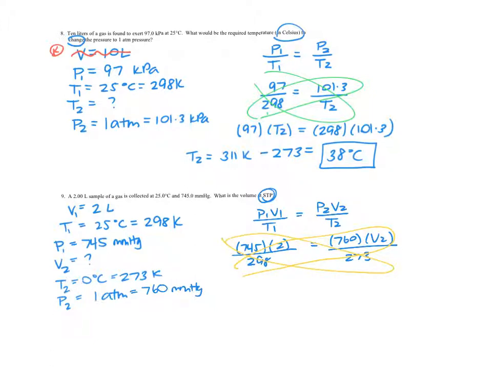So when I get these numbers, I'm actually going to write them out for you. They're kind of big. So when I do 745 times 2 times 273, I get this big number. And then when I do 298 times 760, I get this big number. Don't forget that's multiplied by the V2. Then I just divide and solve for V2, and I get 1.80 liters. Again, I know it's liters because my initial volume was in liters.